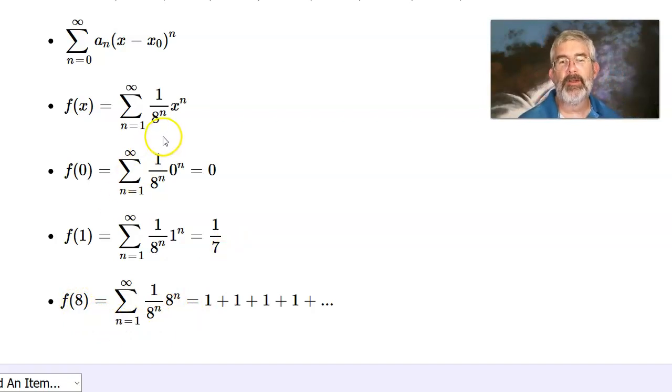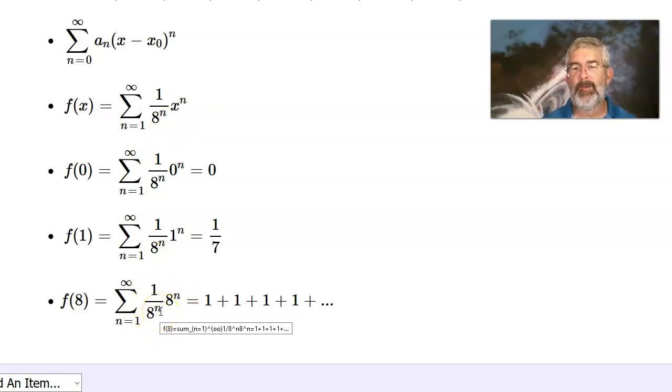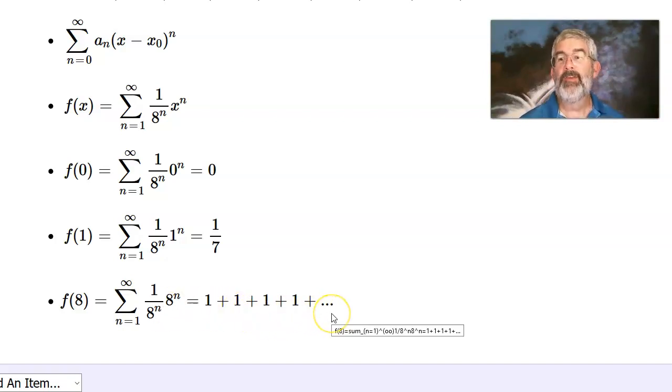Okay. Now, one more example that I want to throw in here is if I plug an 8 in for x, still looking at this same function here, then the 1 over 8 to the n times 8 to the n, the 8 to the n's cancel out, and what I'm looking at is the summation of 1. That is, each term in this infinite sum is a 1. 1 plus 1 plus 1 plus 1 plus 1 plus 1, forever. What does that add up to? Well, it certainly doesn't add up to anything finite. I can show that that's bigger than any finite number, so it must be infinite.